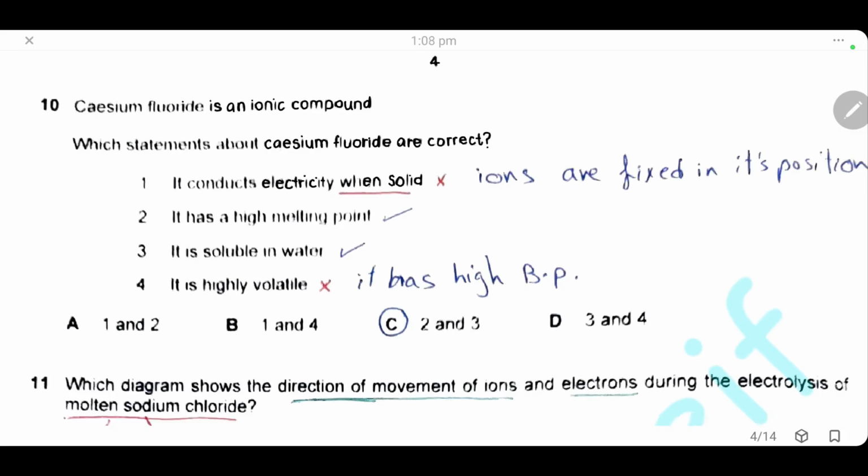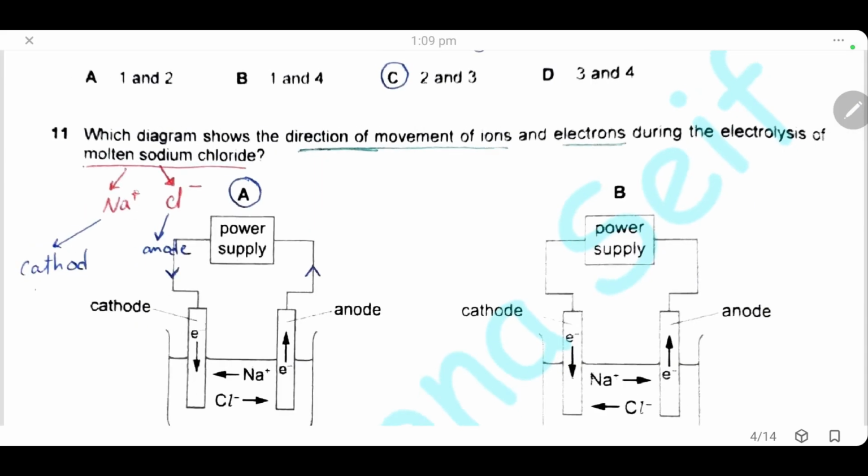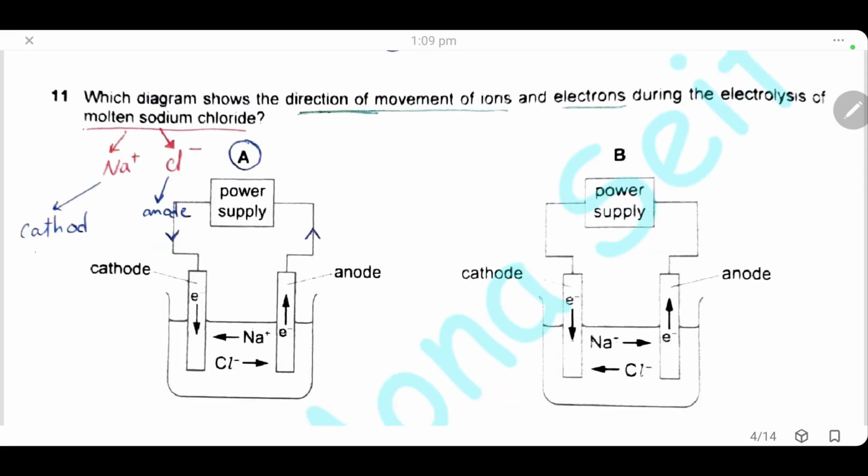Question 11. Which diagram shows the direction of movement of ions and electrons during the electrolysis of molten sodium chloride? We have molten sodium chloride, so the only ions are sodium +1 and chloride -1. Because sodium has a positive charge, it will be attracted to the cathode, and chloride ions will be attracted to the anode. So the direction of ions in the solution has to be sodium ions directed to the cathode, as we can see from the arrow here, and the chloride ions directed toward the anode.